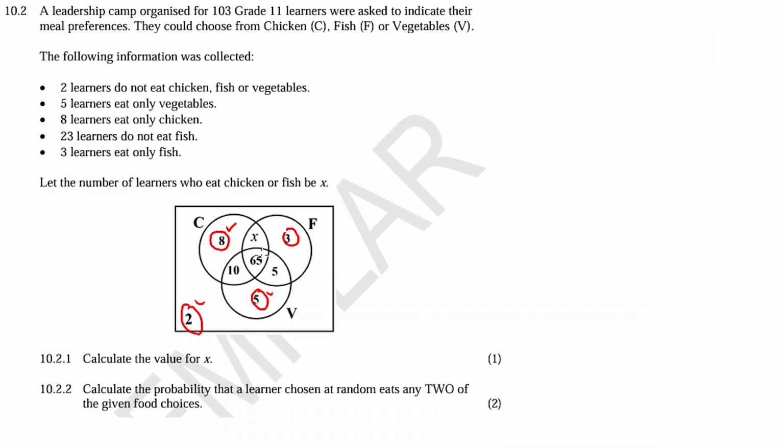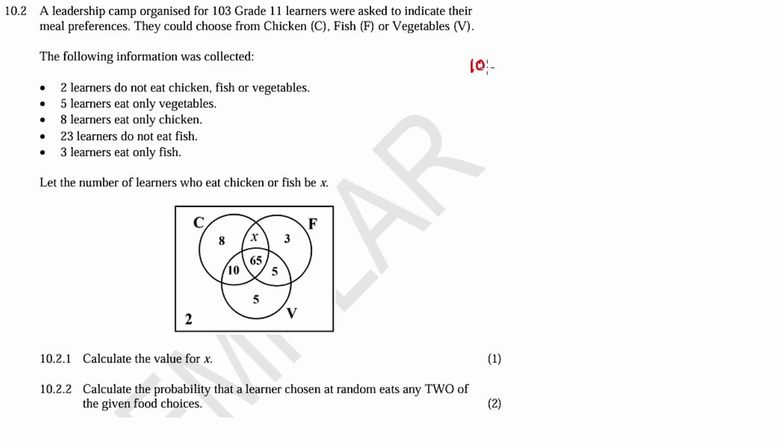Here it is. Then 65 learners who eat all of the meals, right? Chicken, fish, vegetables. Then 5 eat fish and vegetable. Then 10 who eat the chicken and vegetable. Then we have X who eat the chicken and fish, right? Let the number of learners who eat chicken or fish be X. Calculate the value for X.